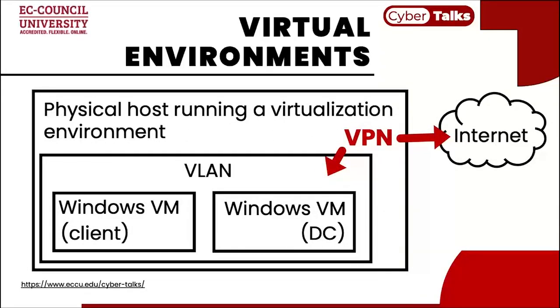Now, this image represents how a virtual environment would function. Your Windows VM, or VMs if you're running multiple, would run within a virtual LAN that's being hosted in that virtualization environment. Also, note the VPN in this example, and I'll get to that a little bit later.